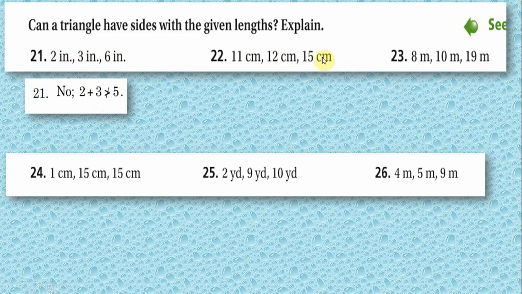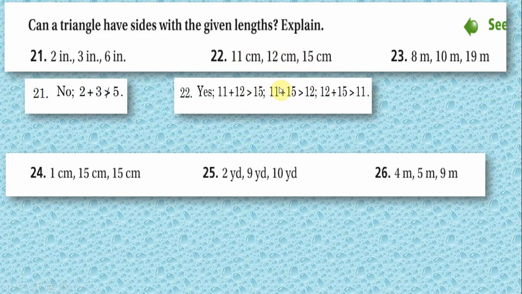This one, what are the smallest two sides? 11 and 12. Is 11 plus 12 greater than 15? Yes. We have two ways. Number one, 11 and 12, and 11 and 15, and 12 and 15. The three ways, like this one. But the easier one is only the smallest two sides, 11 and 12 only. Check 11 and 12 only. If it's okay, it's okay, yes.